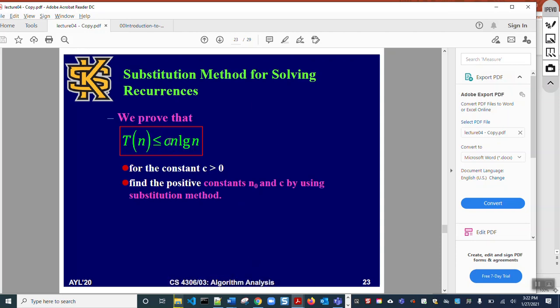So why is it less than or equal to? Because we are saying that c is a constant number that is greater than 0, a positive number, right? Multiplying anything by a positive number keeps it positive, right? So then our goal will be to find the constants n0 and c by using the substitution method. So how do we do that? Let's see.